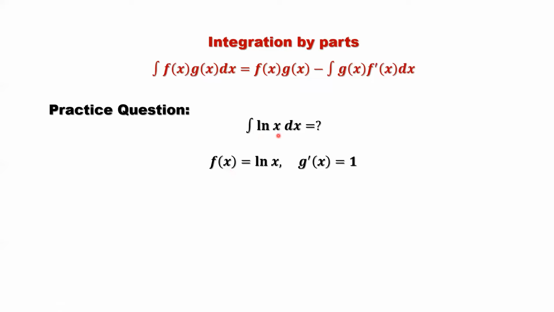If we consider log x is f of x, we consider g prime is 1. 1 is a constant there. If g prime equals 1, what is g? g equals x. What's the derivative of log x? It equals 1 over x. 1 over x times x, you can easily cancel it. If we use this formula of integration by parts, this problem will be very easy to solve. Here's the answer. You can check if you can get this answer.